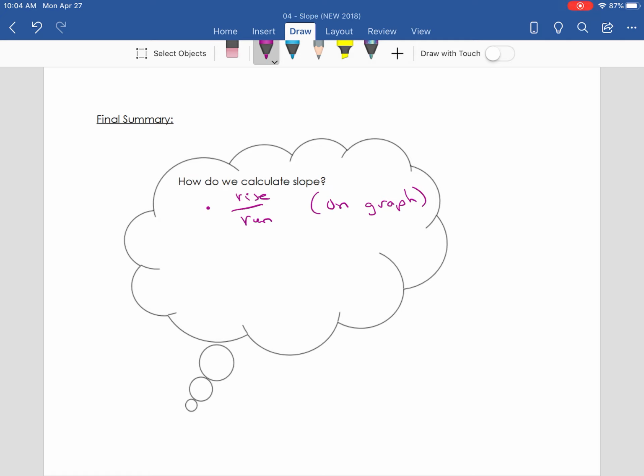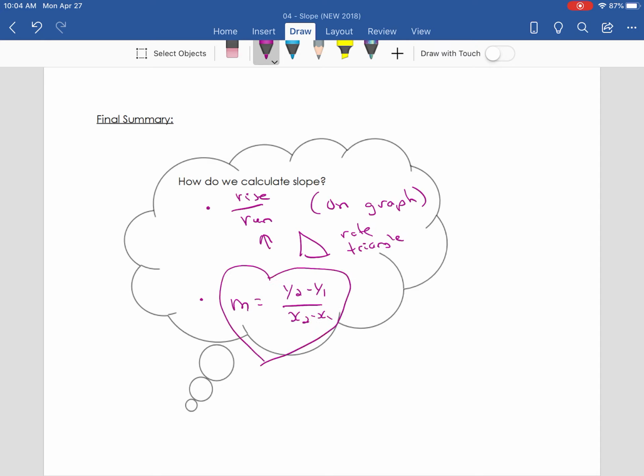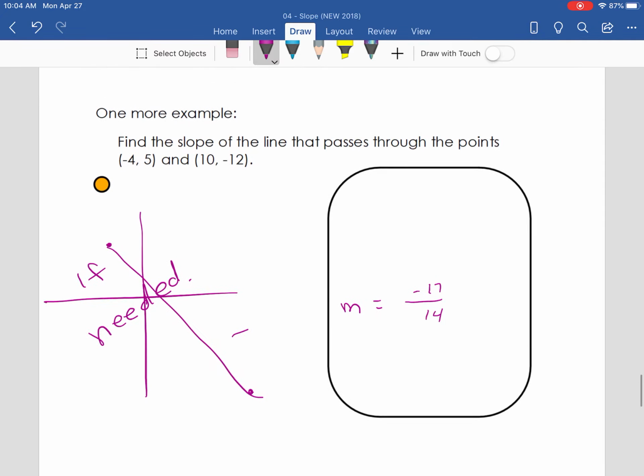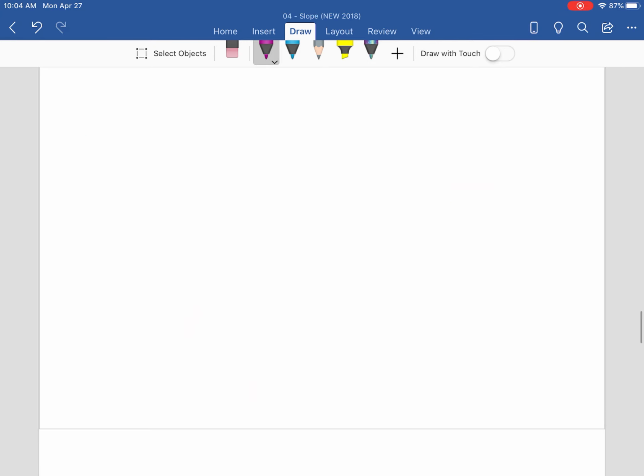Final summary, how do we calculate slope? Well, we might use rise over run. There's a lot of examples that were on graphs. And when we're on a graph, we can just use rise over run. I've got nothing against rise over run. Probably use a rate triangle. And there were some steps to exactly how to handle that. But the other way we've got to do this now is m equals y2 minus y1 over x2 minus x1.